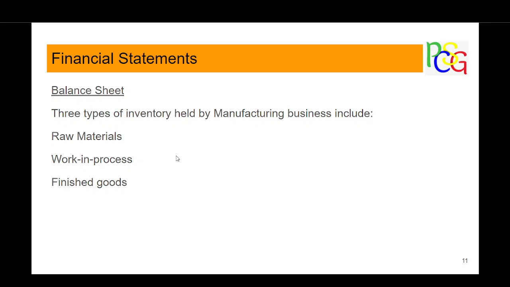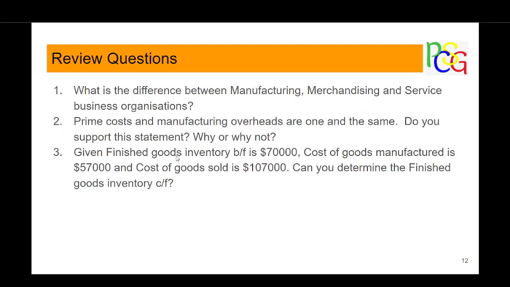Okay, and to close off the lesson, I have 3 review questions. So, we have: what is the difference between manufacturing, merchandising, and service business organizations? As we said earlier, manufacturing businesses convert the raw materials into finished goods, and then they sell those finished goods to their customers. Whereas merchandising businesses buy finished goods and resell them at a marked up price to their customers.